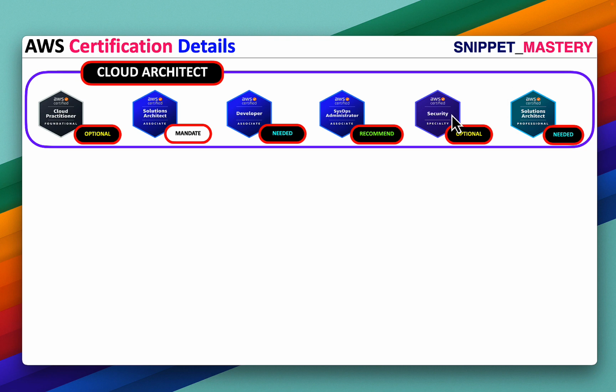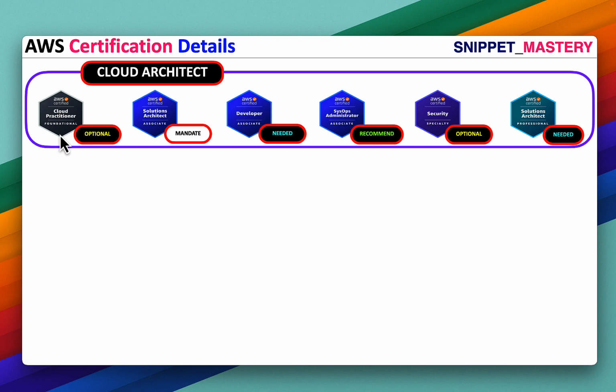Anyway, security becomes a mandate wherever we go, so we have kept security as optional under the cloud architect track. The advanced certification under this track is solutions architect professional. As I've mentioned already, this is one of the complex certifications, quite a big nightmare to appear for, and this is also needed. So there are two needed certifications and one mandate. You can go for mandate, needed as the next steps, then recommended, and then you can take up optional as well.